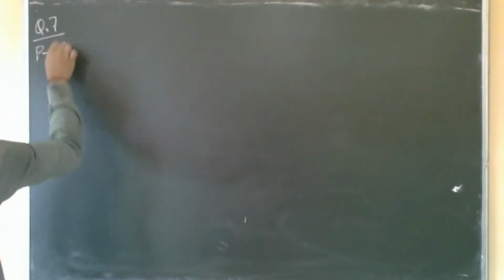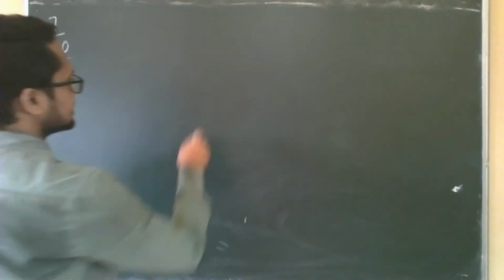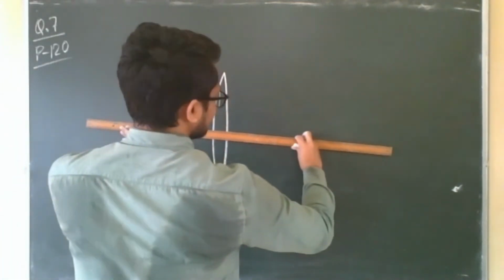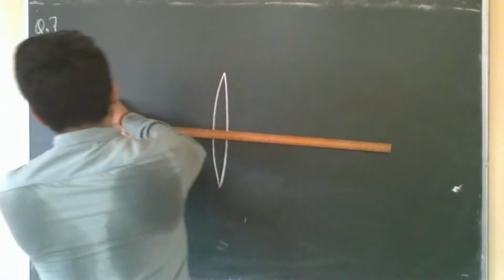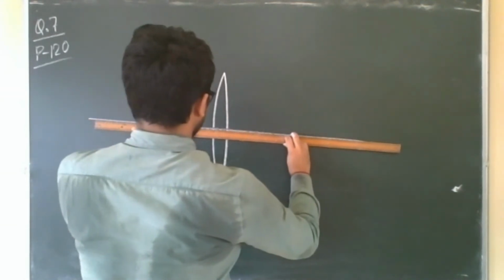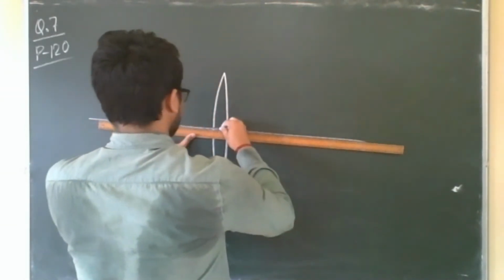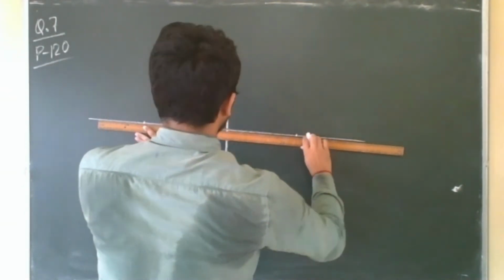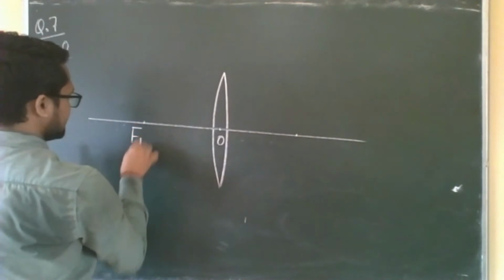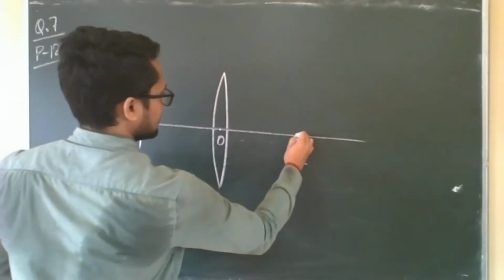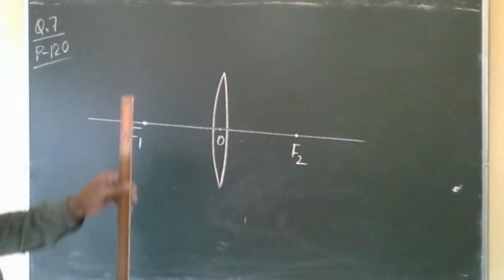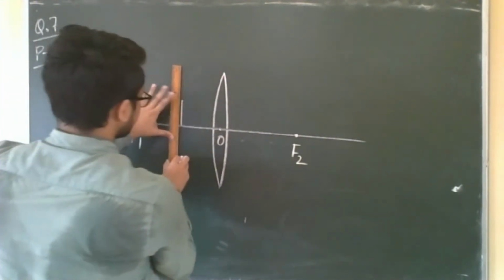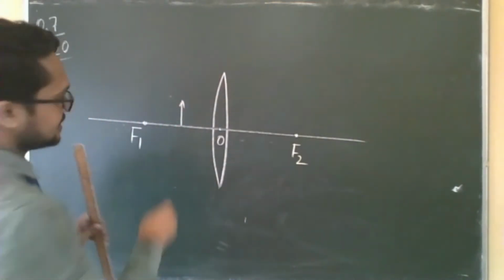page 120. Here the lens is already given. So this is a convex lens, a very thin convex lens. Draw the principal axis, and then draw the optical center, the first focus, and here the second focus. Now the object is here, between the optical center and the first focus, already given in your book. So keep the object between the optical center and the first focus and name the object as it is given, AB.